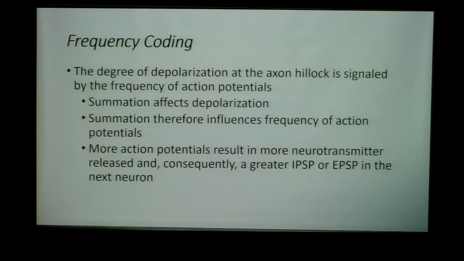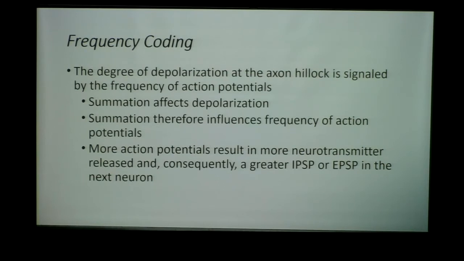Okay, let's talk about frequency coding. Now, frequency coding is the degree of depolarization at the axon hillock. Again, because we cannot grade action potentials, because there's not a small action potential versus a medium action potential or a large action potential, the way that the nervous system appreciates varying degrees of a stimulus is by increasing or decreasing the frequency of the action potentials. And so this happens at summation as well.